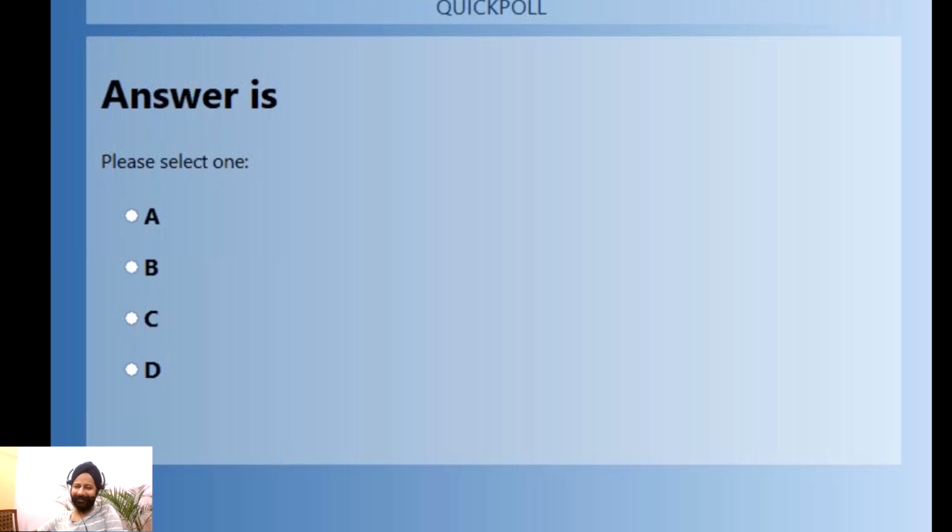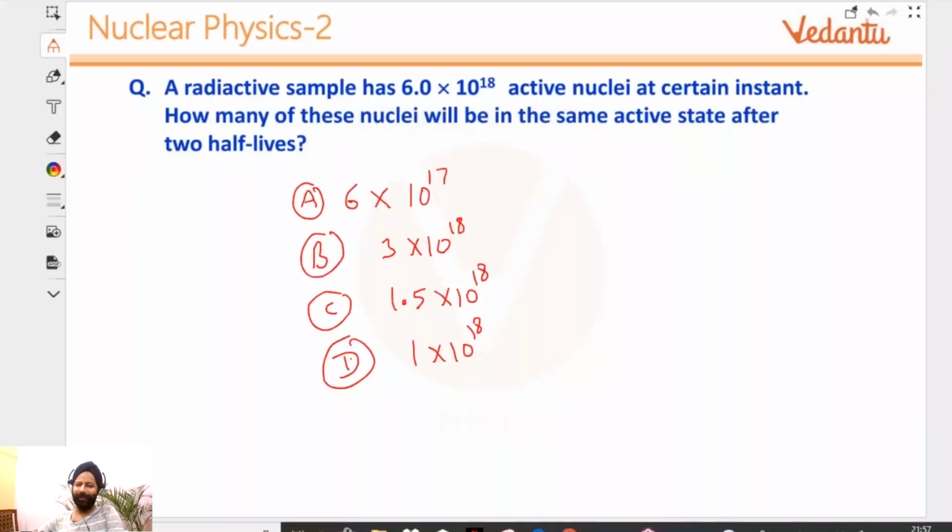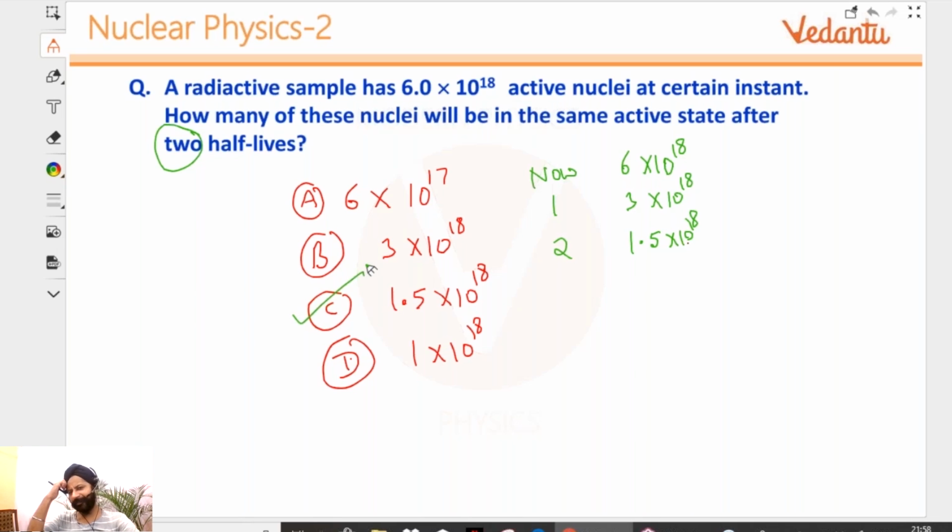So the answer is C. Two half-lives, right? What will happen in two half-lives? This is so easy, there's nothing much to explain here. Now you have 6 times 10 to the power 18. After one half-life, you'll have half of this, right? Half means half. After two half-lives, you're going to get half of this again. Okay? Clear? All clear?